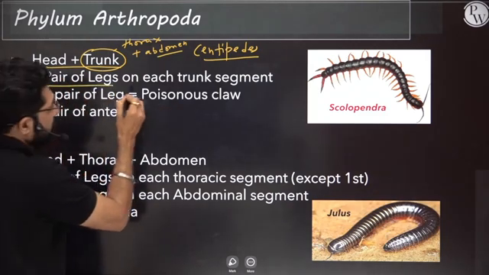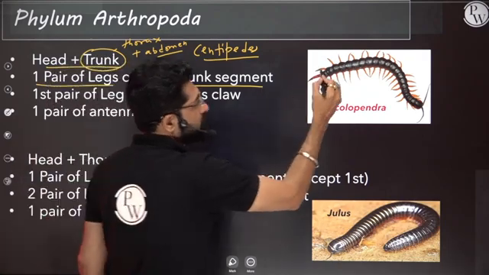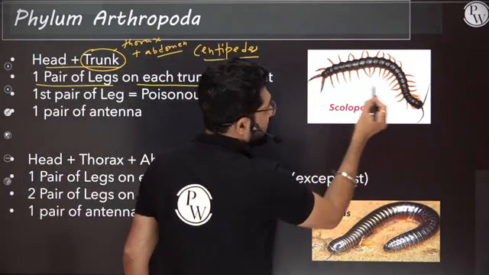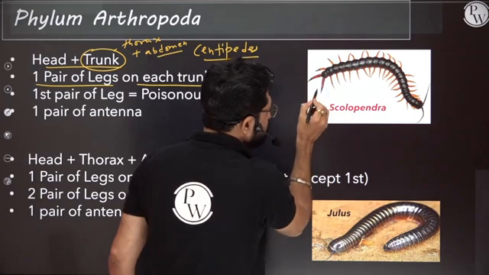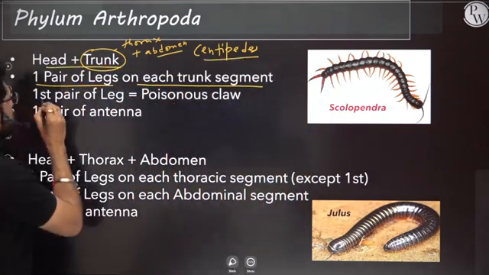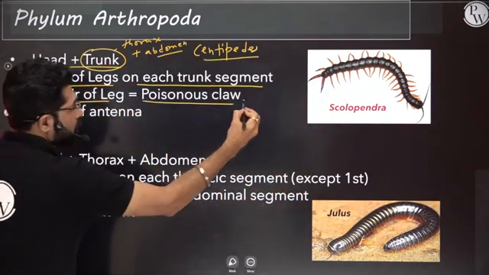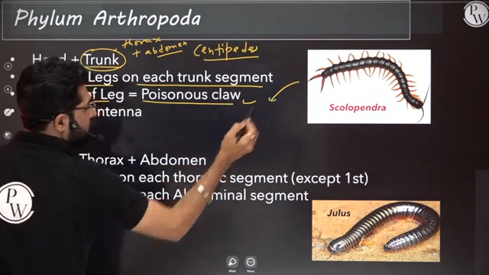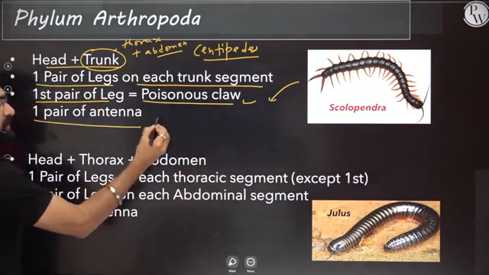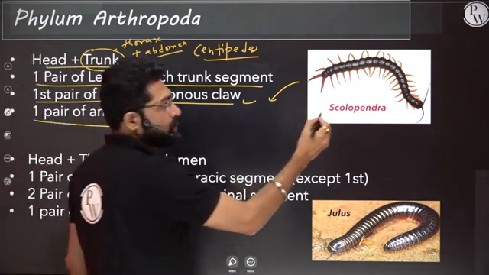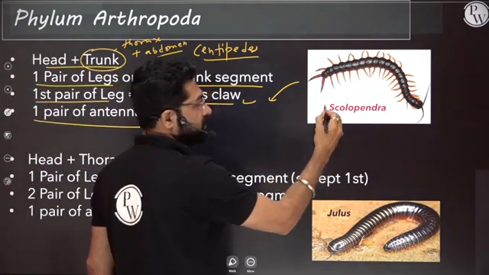One pair of legs on each trunk segment. The first pair is a poisonous claw. One pair of antennae is present. This is Scolopendra, commonly called centipede.